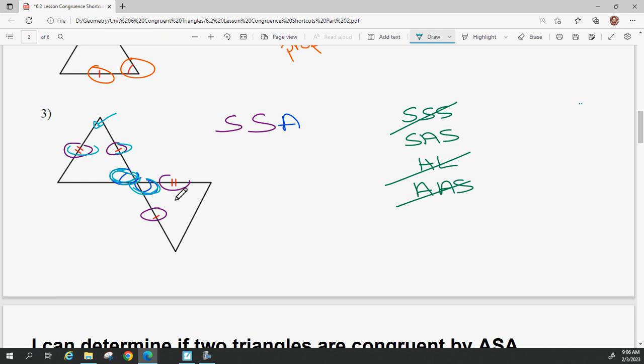This angle is between the two sides that are marked. But again, it's got to happen in both triangles. So side angle side doesn't work. We don't have enough information here.